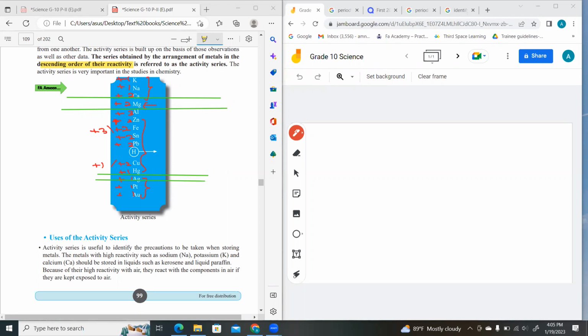Right. And I hope you all understood up to this part. Writing the reactions will be discussed next week. So I'm wrapping up the lesson for today. Right. Then see you again next week.